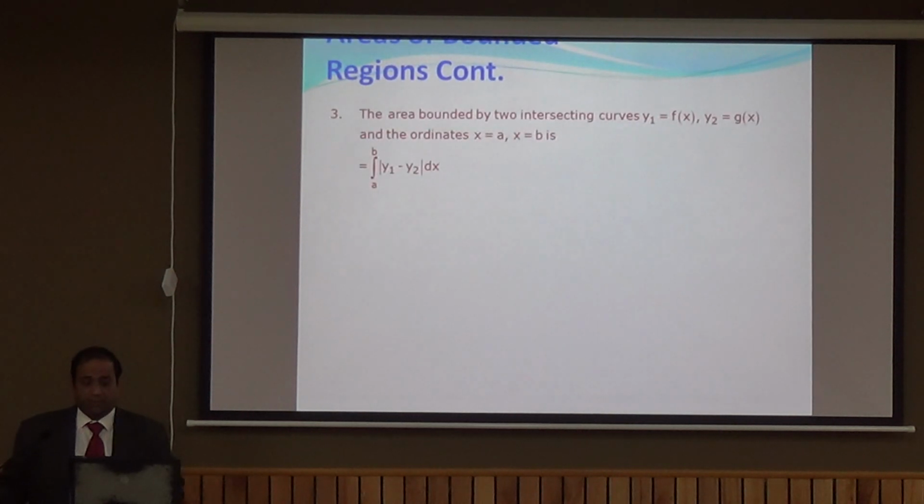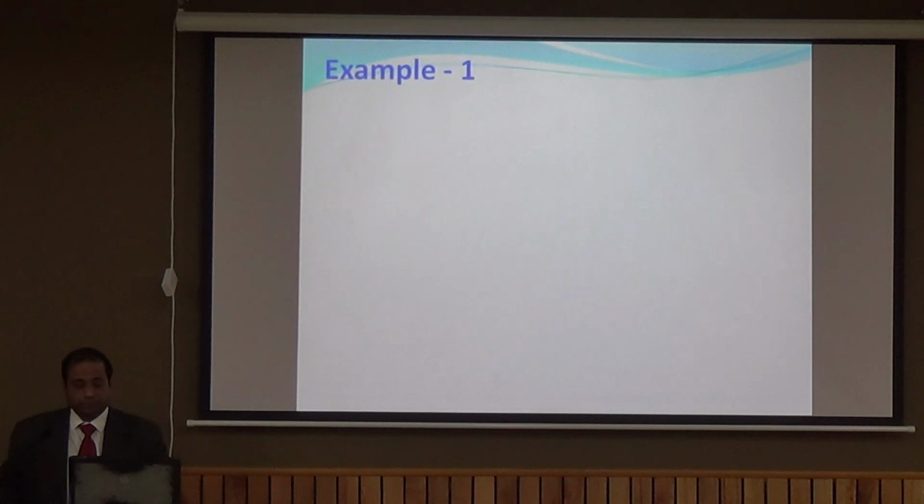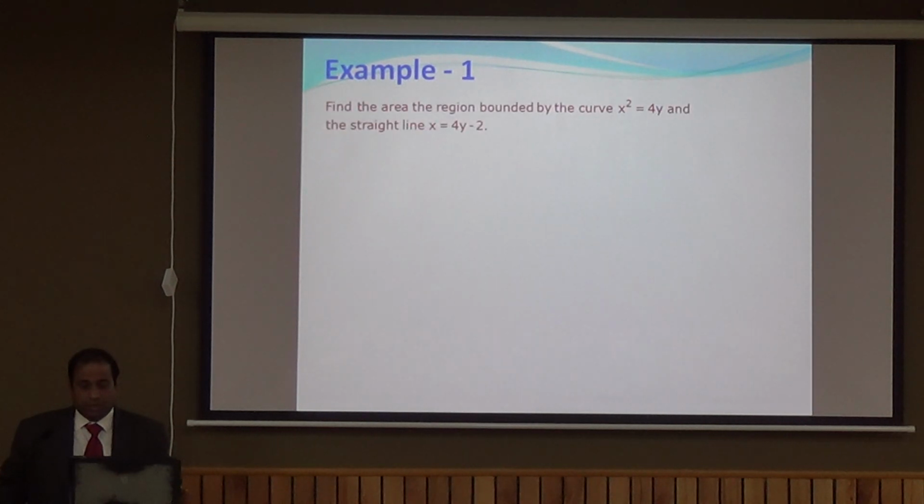So we consider the following case. First we take the area bounded by two intersecting curves y1 = f(x) and y2 = g(x), and the ordinates x = a and x = b, which is given by the formula integration from a to b of modulus y1 minus y2 dx. We take one example to explain further. Suppose we have to find the area bounded by the curve x square = 4y and the straight line x = 4y minus 2.